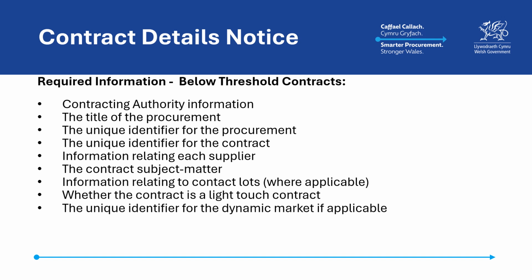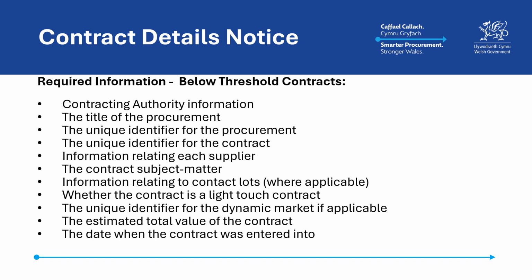where the public contract was awarded by reference to a supplier's membership of a dynamic market, the unique identifier for that dynamic market, or where the public contract was awarded under an appropriate part of a dynamic market, the distinct number given to that part by the person who established the dynamic market, the estimated total value of the contract, the date when the contract was entered into, a description of any option in the contract to supply additional goods, services, or works, or to extend or renew the term of the contract.